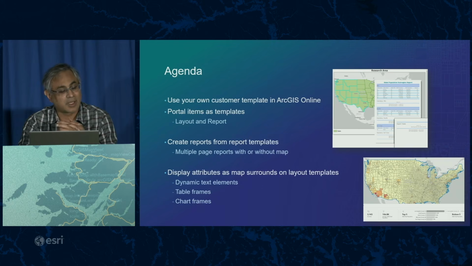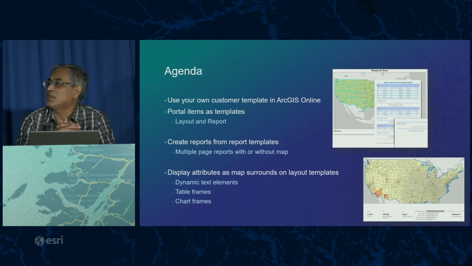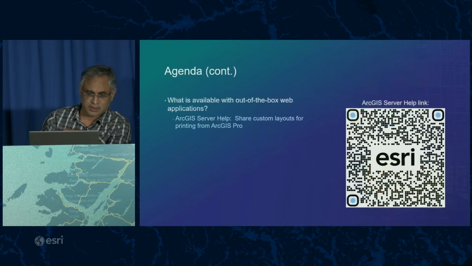The second one is the one you're looking at at the bottom of the screen. That is basically a one-page report. It's basically the layout template. There are no report templates needed. You just want to show some attributes coming from features, maybe some attribute tables, or some summary statistics. You can do that from there.